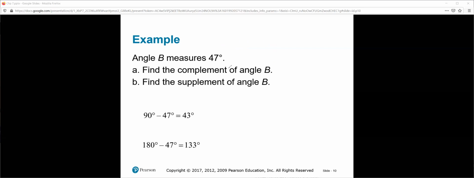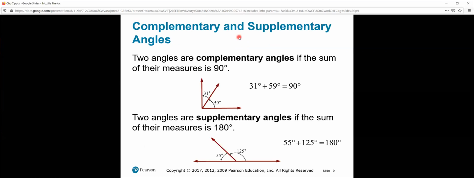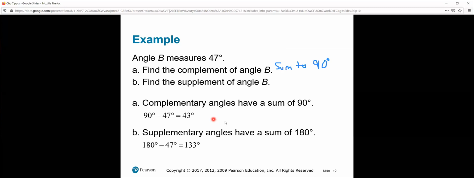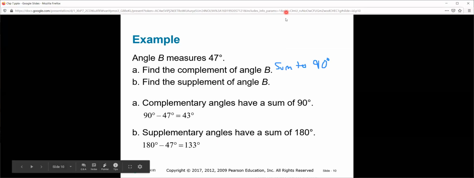Find the complement of the angle B. What is complement? Well, complementary angles sum to 90, so a complement probably has to do with complementary, meaning angle B and its complement should sum to 90 degrees. Supplement, well, that looks a lot like supplementary, so supplementary angles should sum to 180 degrees.